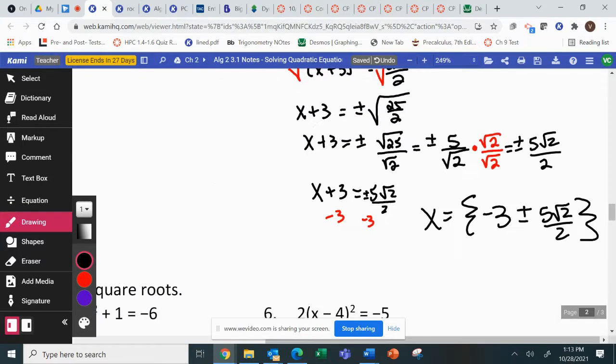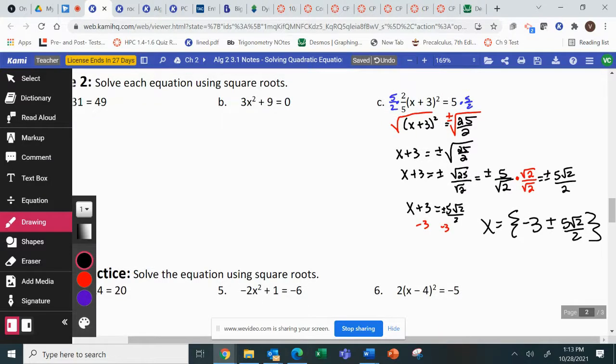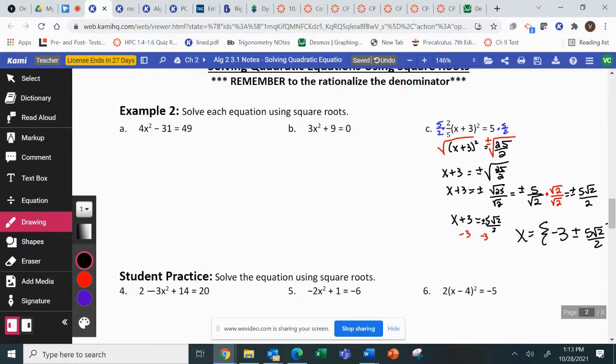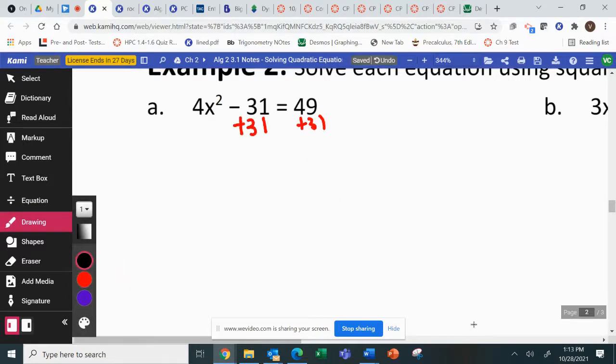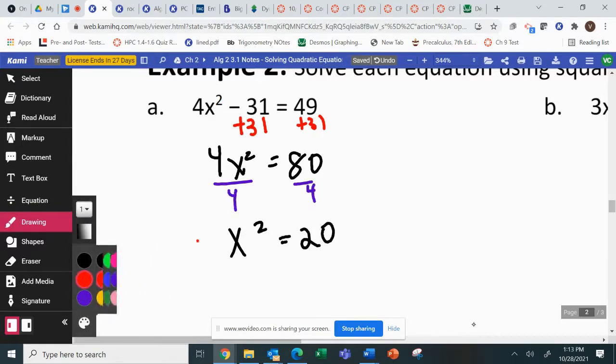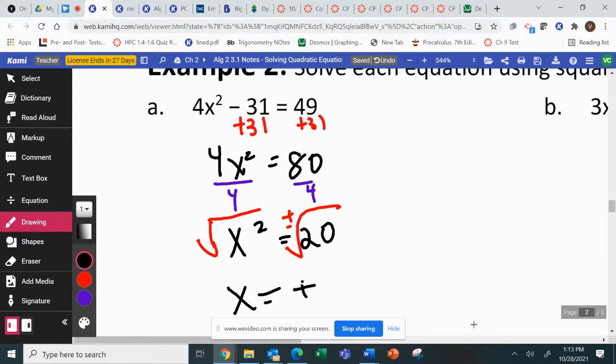So now, you being able to solve it, I don't think I gave you any that come out that bad. I tried to not. How about letter A? This one, we've got 4x squared minus 31. You just start with adding 31. Get 4x squared equals 80. Then I get x squared equals 20. Then we do our square root step with the plus minus, and we get x equals plus or minus the square root of 20.